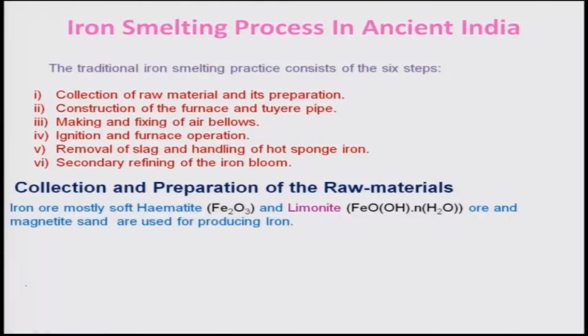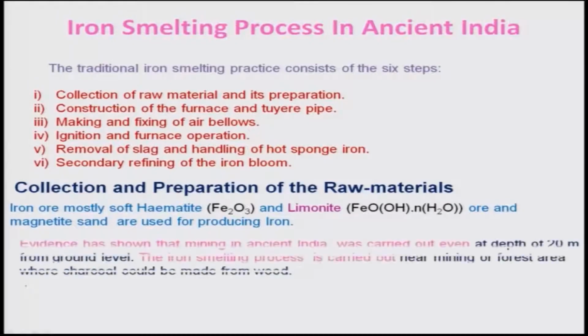We know that several ores like hematite and limonite were being used, and also some magnetite sand was used for the production of iron. Evidence is there that mining in ancient India was carried out even at a depth of 20 meters from the ground level. Generally, wherever people got iron ore, they would try to smelt it there itself, or they could choose another place, particularly the forest area, where wood charcoal would be available, or they could make charcoal from the dry wood in the forest.